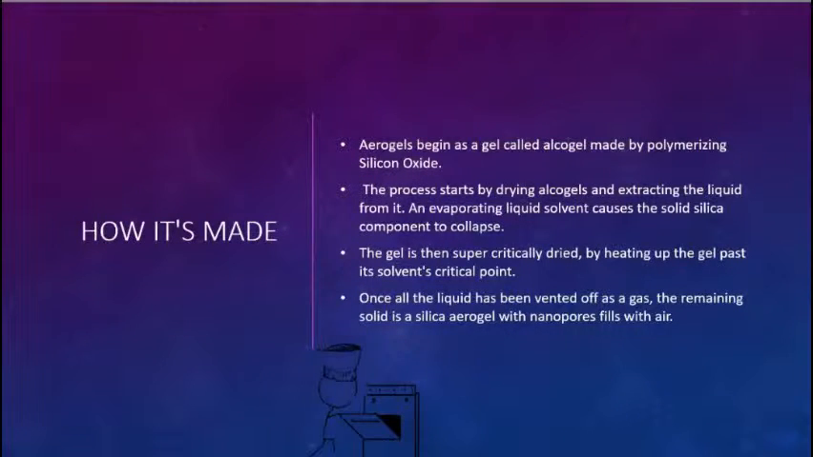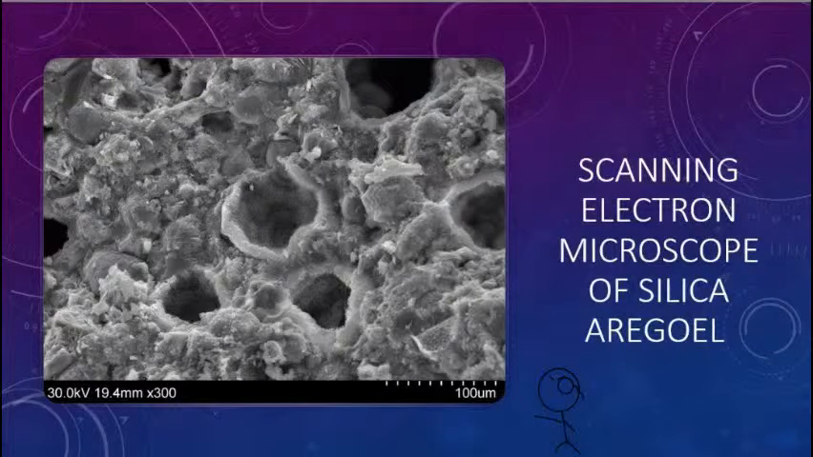Once all the liquid has been vented off as a gas, the remaining solid is a silica aerogel and the nanopores are filled with air. The following picture is a scanning electron microscope image of silica aerogel. This photo is unique to silica aerogel, as there are other forms of aerogel such as metal aerogel, which would also have a unique microscope photo.